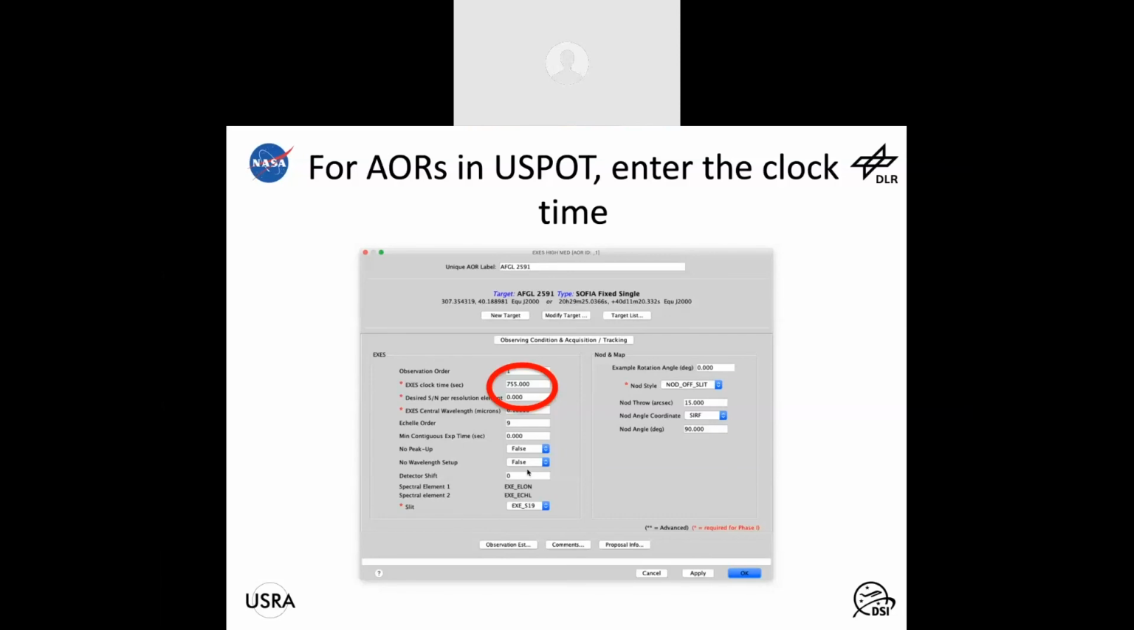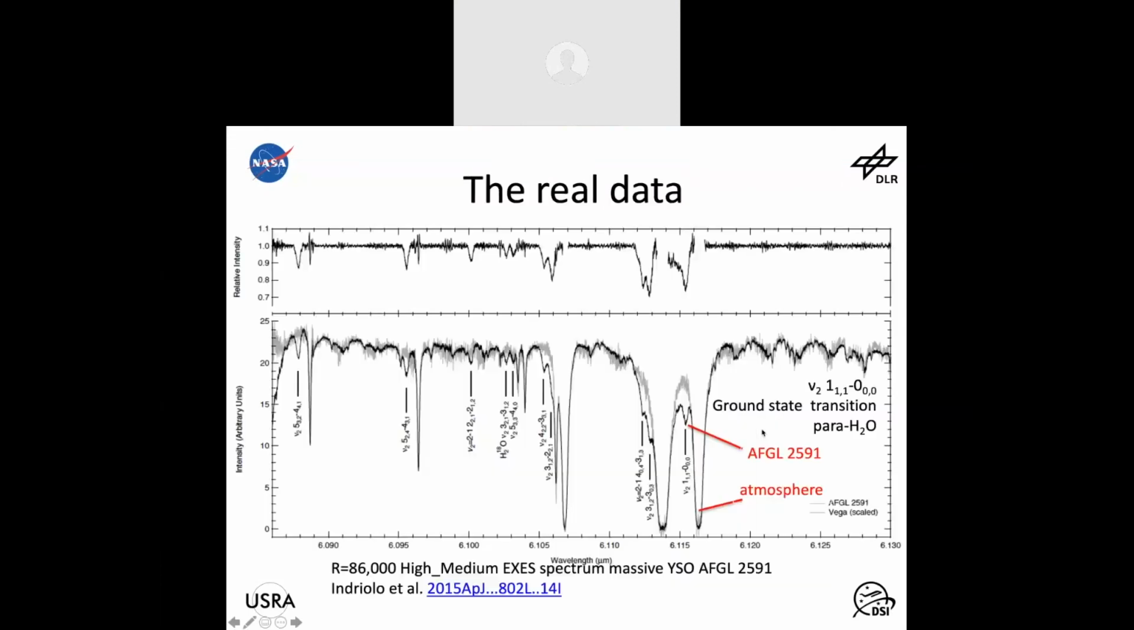USPOT will choose to add those, but you can select to turn them off by hitting no peak up or no wavelength setup. And that would be in the case, in the former, if you have an extended source and you have no need to peak up, or if you have no real constraint on, say, plus or minus 200 kilometers a second, the center of the range of the spectrum is going to basically get what you're looking for, whether you tune it up or not. So this is what the observation actually looked like in real data.